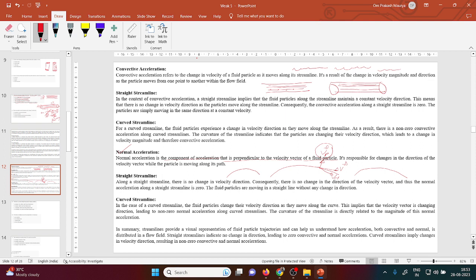As you can see, in case of a straight streamline, when you draw the tangent along the straight streamline, what will happen? There is only one direction of flow, not in the lateral direction. But in case of a curve, there is a component because your velocity vector has some inclination with the horizontal. So what is the conclusion here? In case of a curved streamline, normal acceleration is always there.